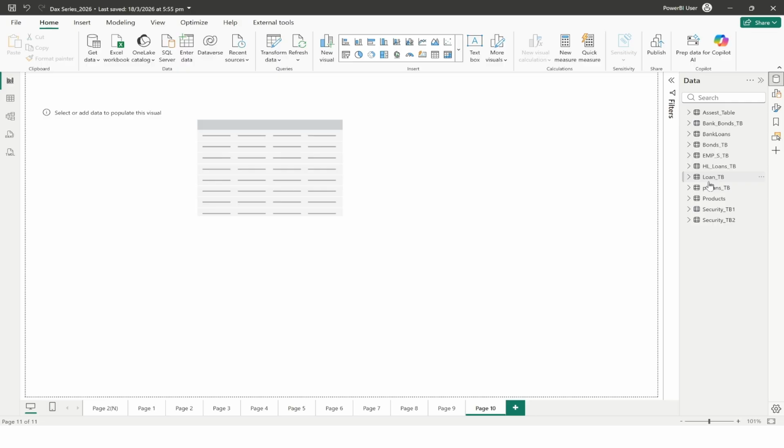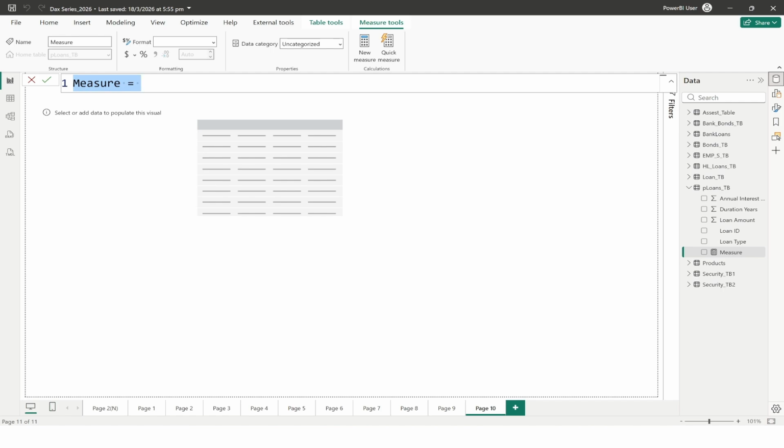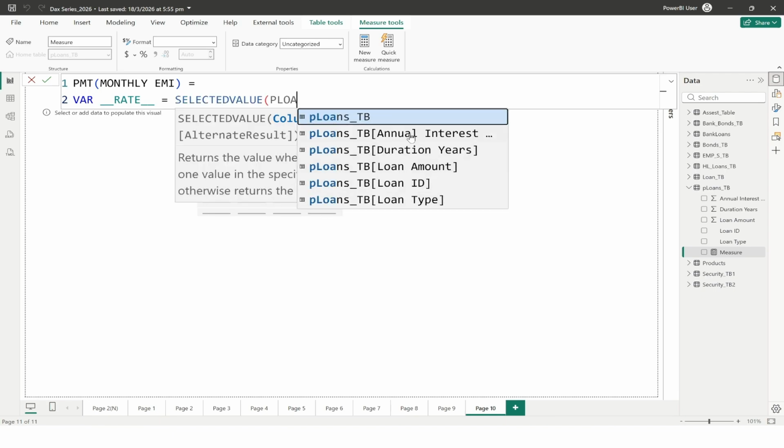Fine. Now here let me go here. So here what I'll do, let me take a new measure. First is PMT, payment. So PMT, in brackets I will give you monthly EMI. Okay, now here what I will do, I will take variables. The first thing is interest rate. So rate equal to selected value of from P loans table annual interest rate.